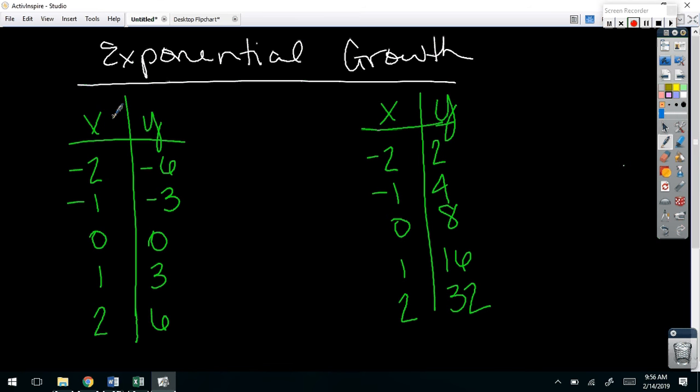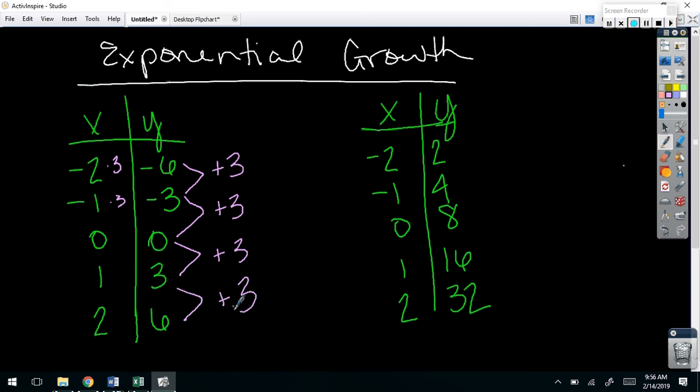All right, so you're saying you multiply this by 3 every time to get the next number. Tell me what else about that one. Looking just at the y's, what's happening? You're adding 3 each time. Do we all agree with that? Okay. But when you look at the second one, what's happening there?